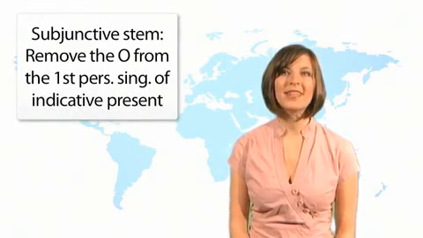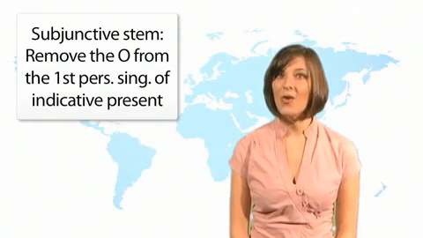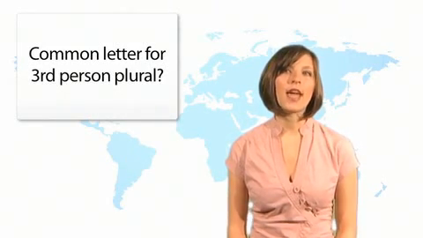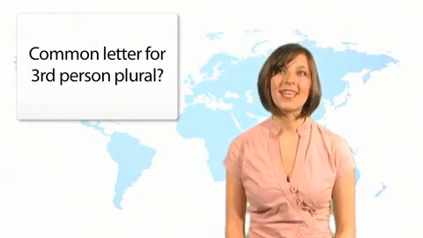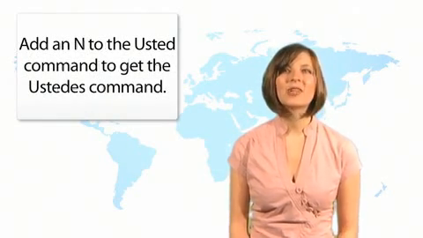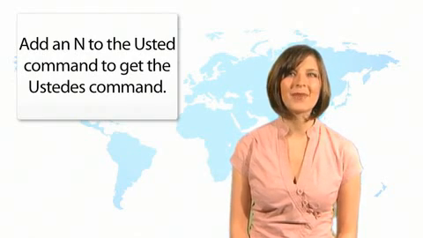Just take the yo form in the indicative present, take off the O, and then add an A or an E for an usted command. And the plural form couldn't be much easier. Since the vosotros form is only used in Spain, learning the ustedes command form is a good way to tell a group of people to do something. Now, think back on all of your tenses. What letter do all of the ellos, ellas, and ustedes forms end in? The letter N. Just add an N to what you already know to make an usted command plural.